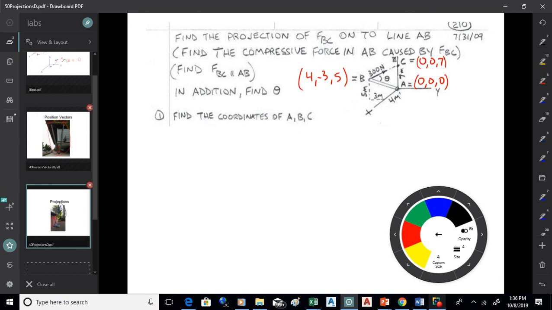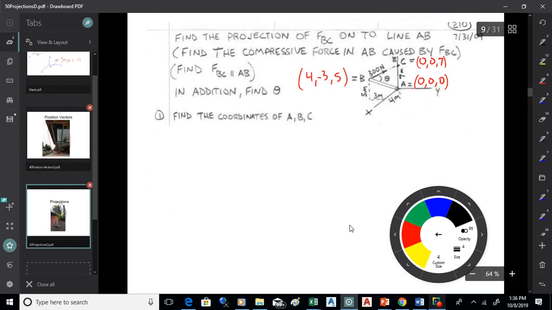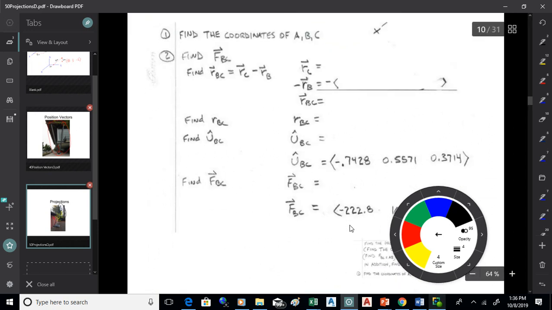And then we start following the steps there. So we good with the coordinates? Questions? All right. So 0, 0, 0, 0, 0, 7, 4, negative 3, 5. Okay. All right, then off we go.